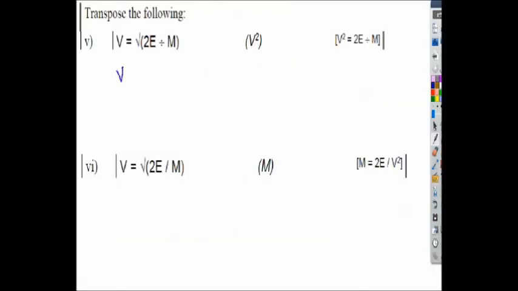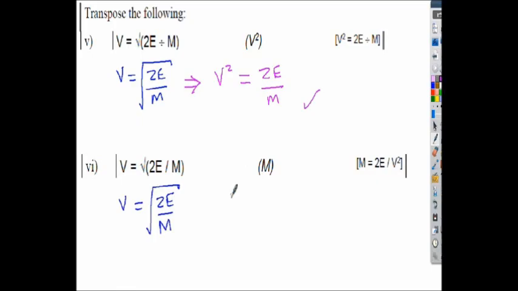So given the equation that V is equal to the square root of 2e divided by M, to find V squared, we're simply going to square both sides of the equation. Squaring the left hand side, that becomes V squared. Squaring the right hand side, that removes the square root. So I end up with 2e divided by M. There's our solution.